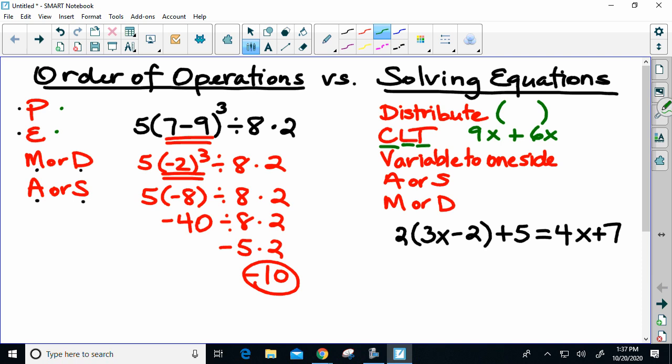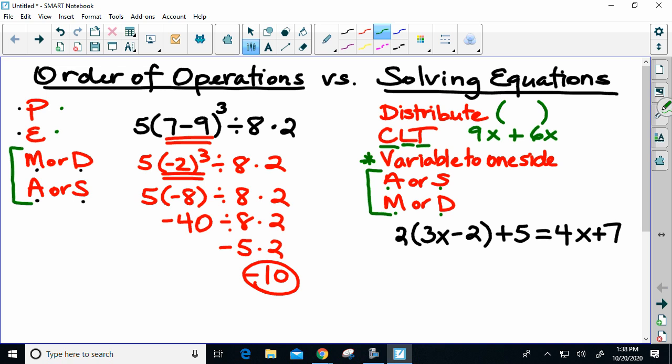Variables on both sides is only for solving equations. So that's when you move the variables to one side. But notice for order of operations, it's multiply or divide, then add or subtract. They get reversed when you're solving an equation. So that's the primary difference. When you solve an equation, you do adding and subtracting first, multiplying and dividing second.